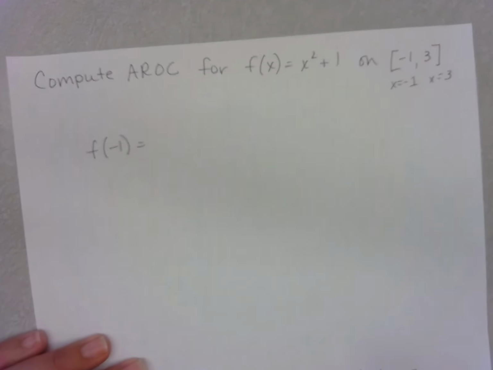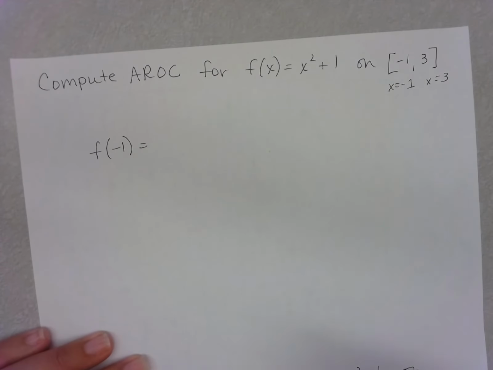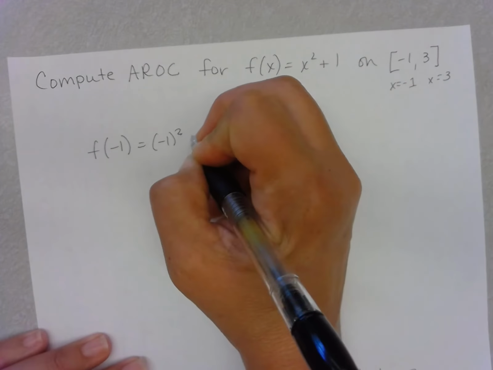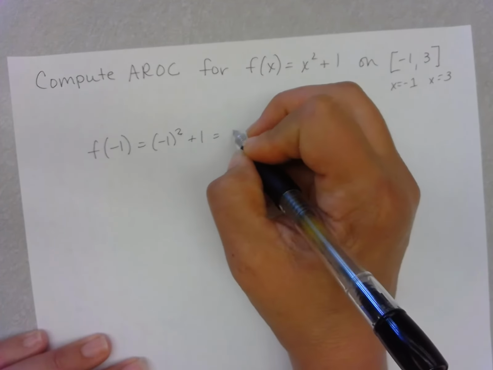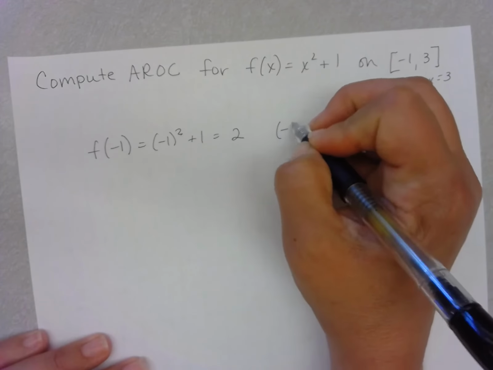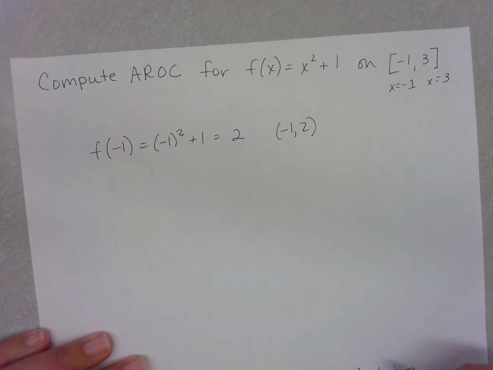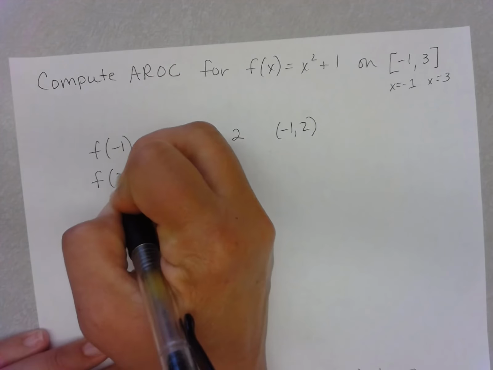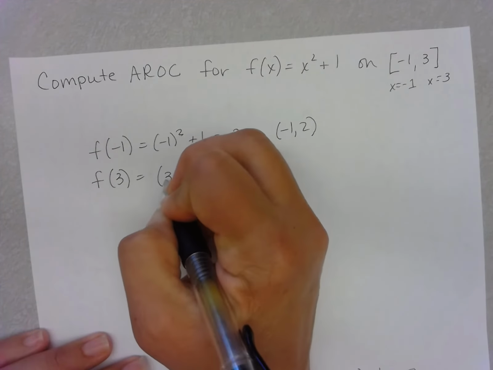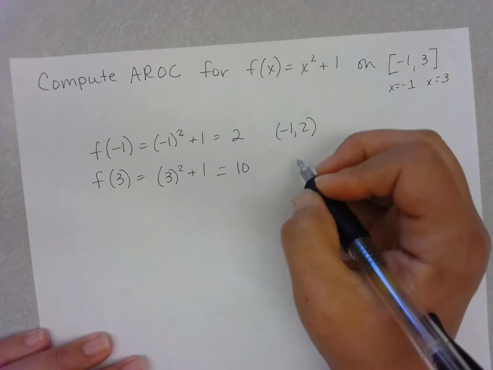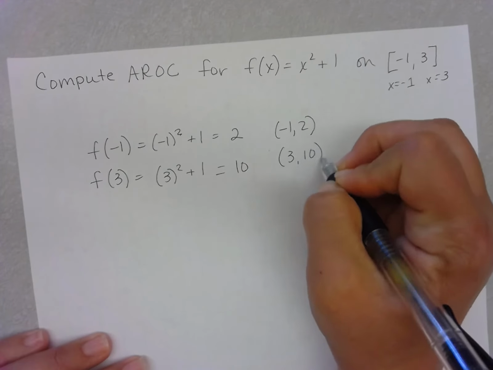So f of -1, in our case, we plug in -1 here. f of -1 is -1 squared plus 1, which is just 1 plus 1, which is 2. So we have the point (-1, 2) as our first point, and then we also need, for x is 3, f of 3 would be 3 squared plus 1. 3 squared is 9, plus 1 more is 10, so I have the point (3, 10).